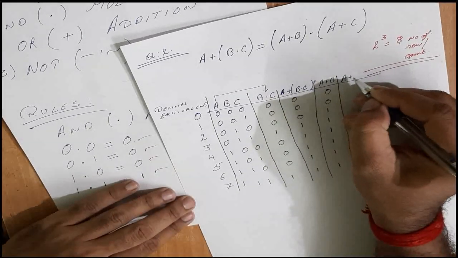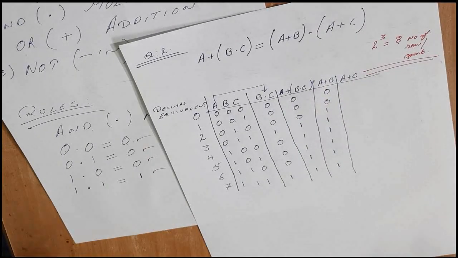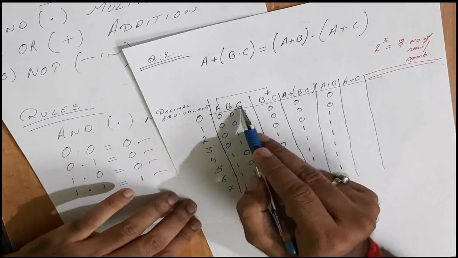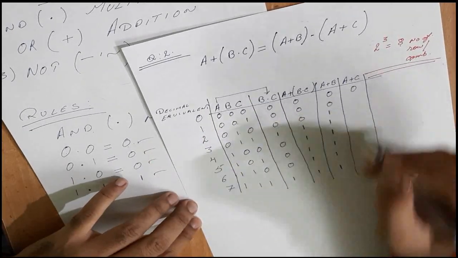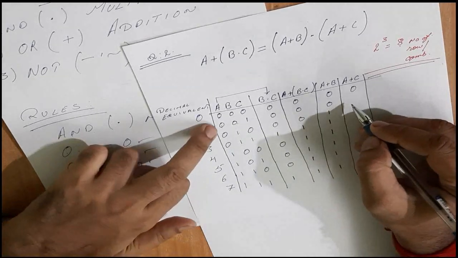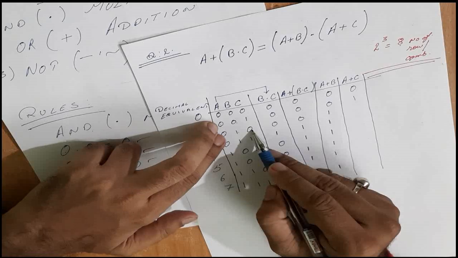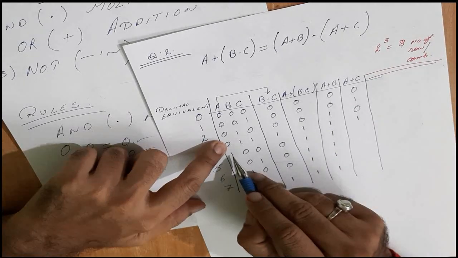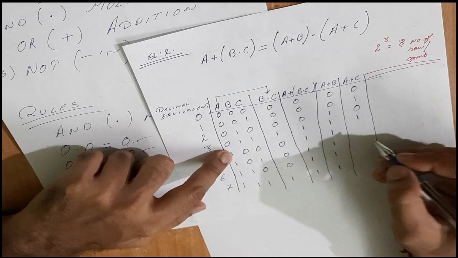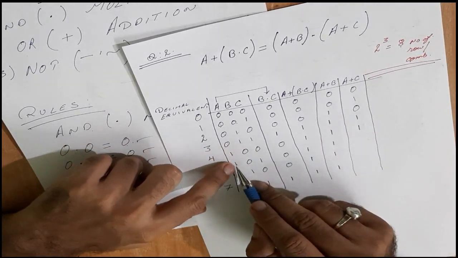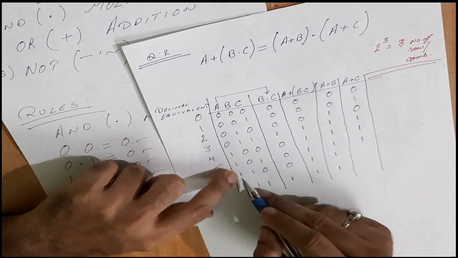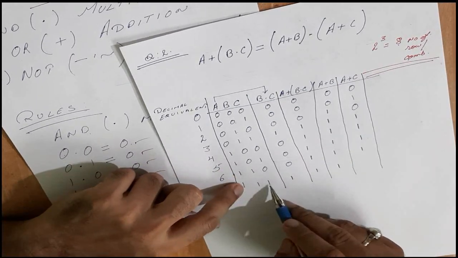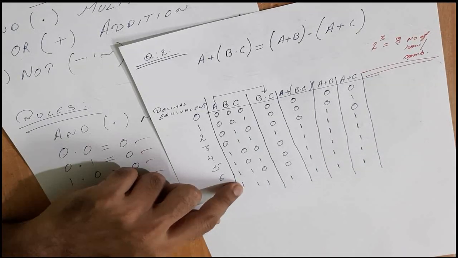Now, A plus C. Okay, let's solve it. A plus C. Okay, 0 plus 0, 0. 0 plus 1, 1. 0 plus 0, 0. 0 plus 1, 1. 1 plus 0, 1. 1 plus 1, 1. 1 plus 0, 1. 1 plus 1, the answer is 1. So we are through with this.